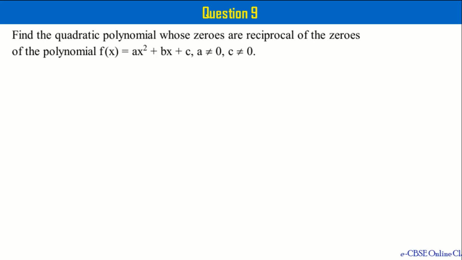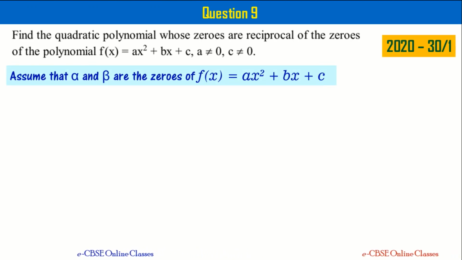Find the quadratic polynomial whose zeros are reciprocal of the zeros of the polynomial f of x equal to ax square plus bx plus c. This is somewhat similar to what we have seen earlier. This is from year 2020. Let's assume that alpha and beta are the zeros of f of x equal to ax square plus bx plus c.